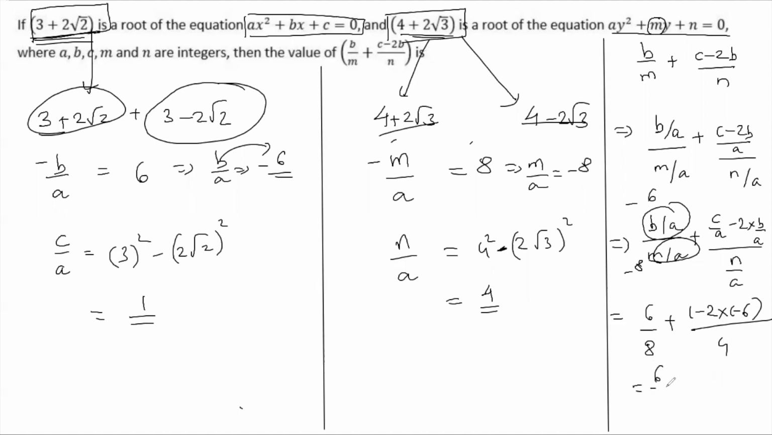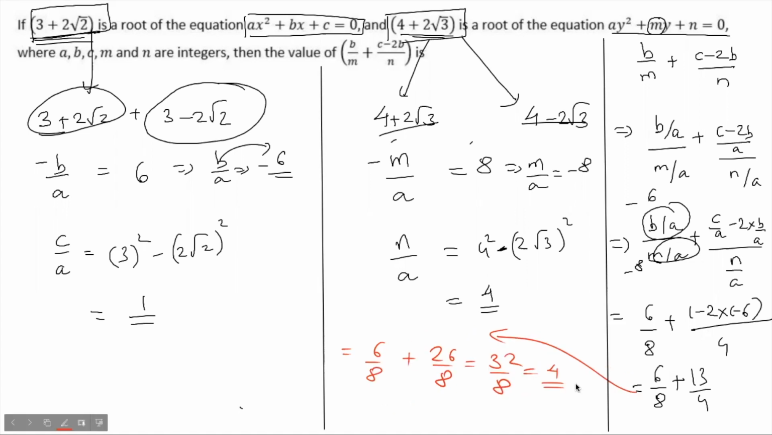What we want is basically 6 by 8 plus 13 by 4. Now this we can simplify. 6 by 8 plus 13 by 4 can be written as 6 by 8 plus, multiplying 2 above and below, 26 by 8. 26 plus 6 is 32, divided by 8. The answer required is 4.